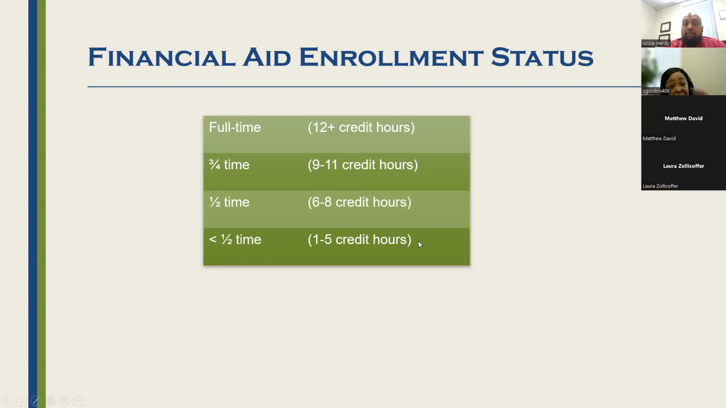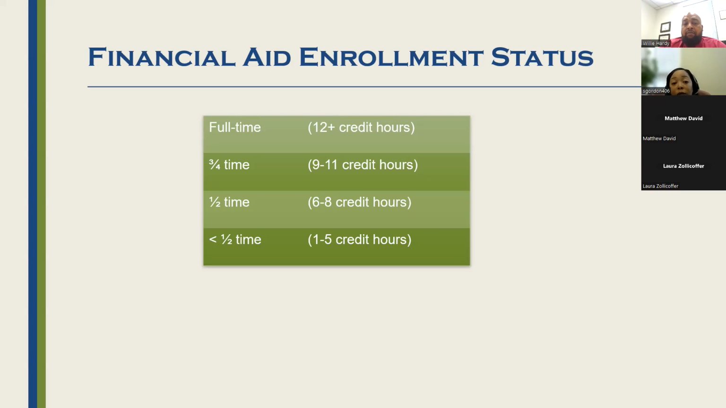However, I do want to highlight the summer semester. When the summer semester starts, if you were full-time this past fall semester and full-time this spring semester, in order for financial aid to cover your classes this summer, you have to be at least half-time. And that only pertains to the summer semester.